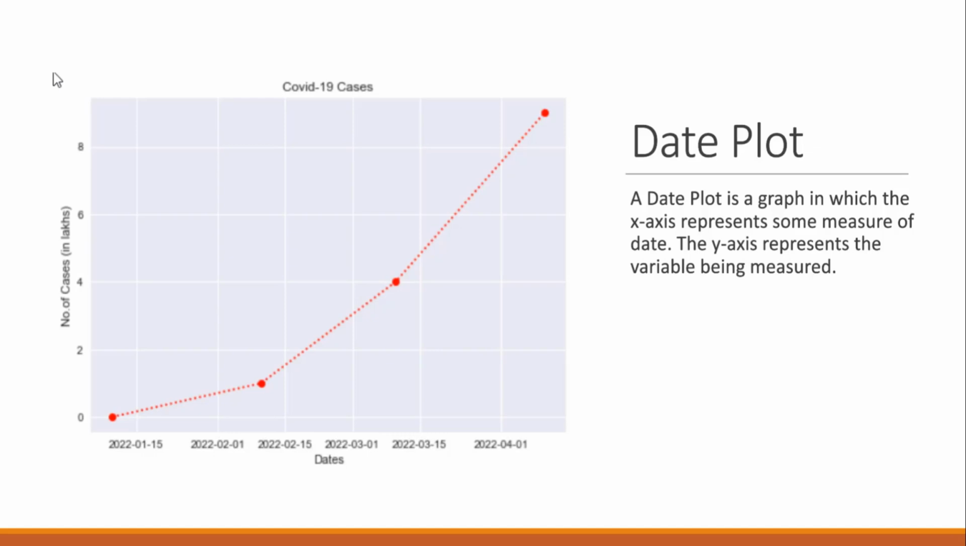Now I will tell you what a date plot is. A date plot is a graph in which the x-axis represents a measure of date and the y-axis represents the variable being measured. The data points are plotted, often connected by lines, allowing the graph to be analyzed. So here you can see in the graph, on the x-axis we have dates, on the y-axis we have number of cases, and the data points are plotted with the help of a line.